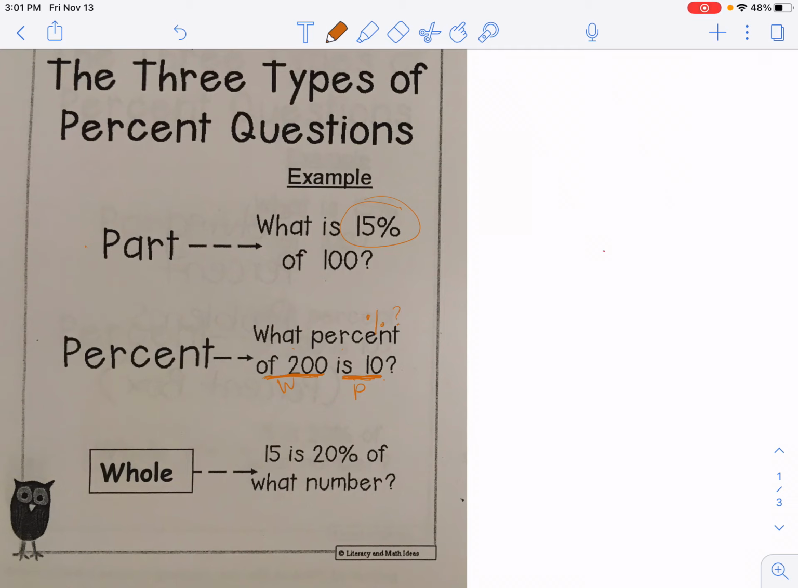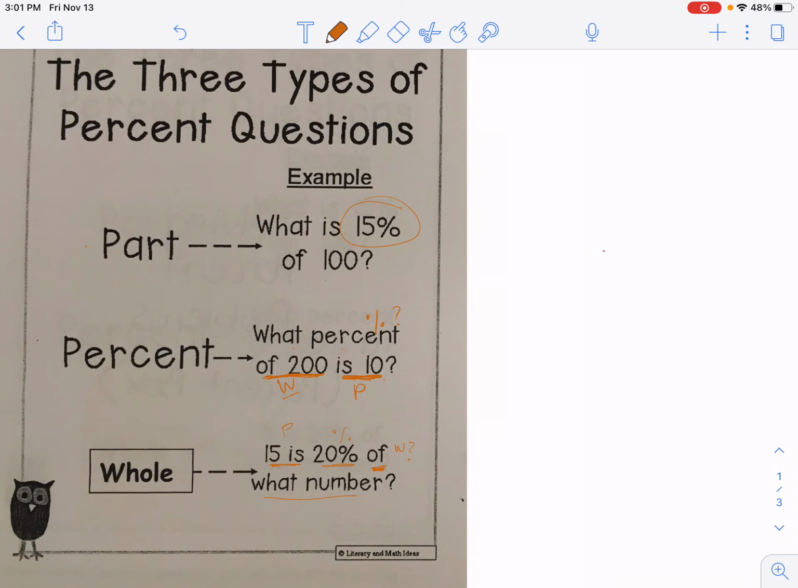All right. Sometimes we're looking for the whole. 15 is, we're given the part. 20%, this is the percent, of what number? We don't know "of." Remember, "of" can help us find the whole. Of what number? We don't know the whole.